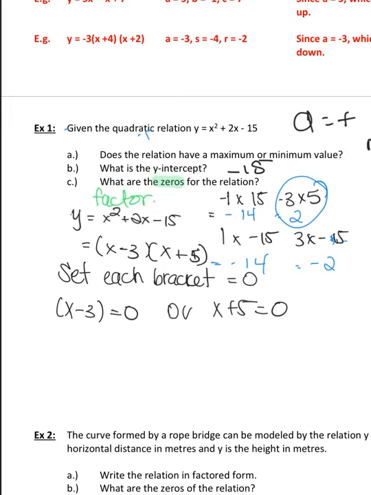And I'm going to solve for x now, so I need to get x by itself. So I'm going to move this negative 3 over. X is going to equal 3, and x is going to equal negative 5. So these are where my x-intercepts are.